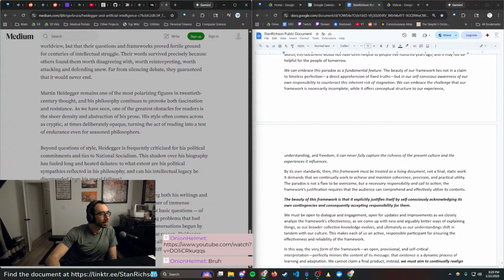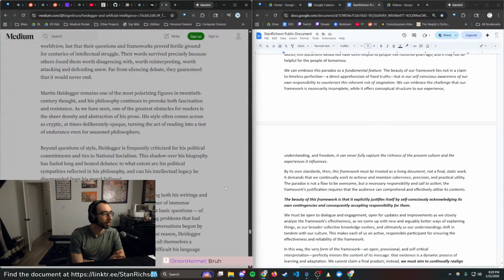All right, beyond question of style, Heidegger is frequently criticized for his political commitments and ties to National Socialism. This shadow over his biography has fueled long and heated debates. To what extent are his political sympathies reflected in his philosophy, and can his intellectual legacy be disentangled from his moral failings? And yet, despite the tangled controversy surrounding both his writings and his life, Heidegger is regarded by many as a philosopher of immense significance.